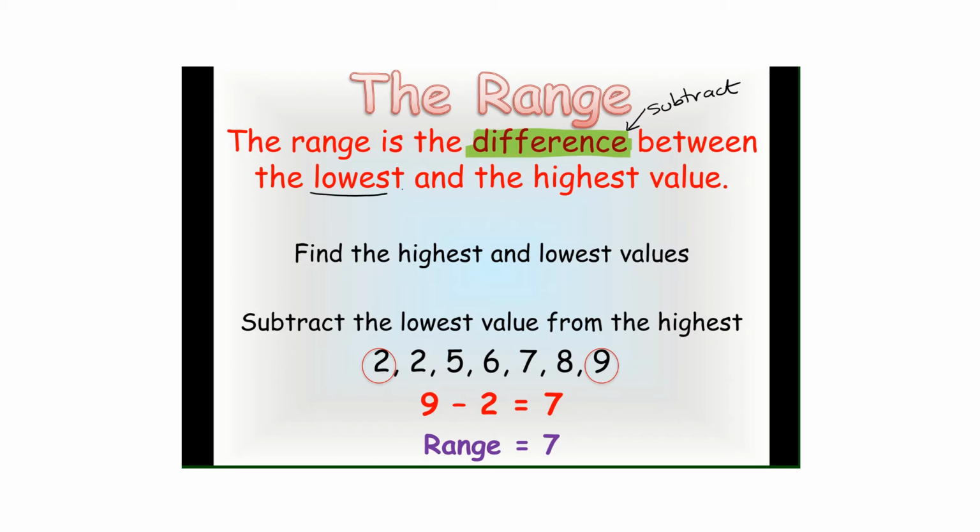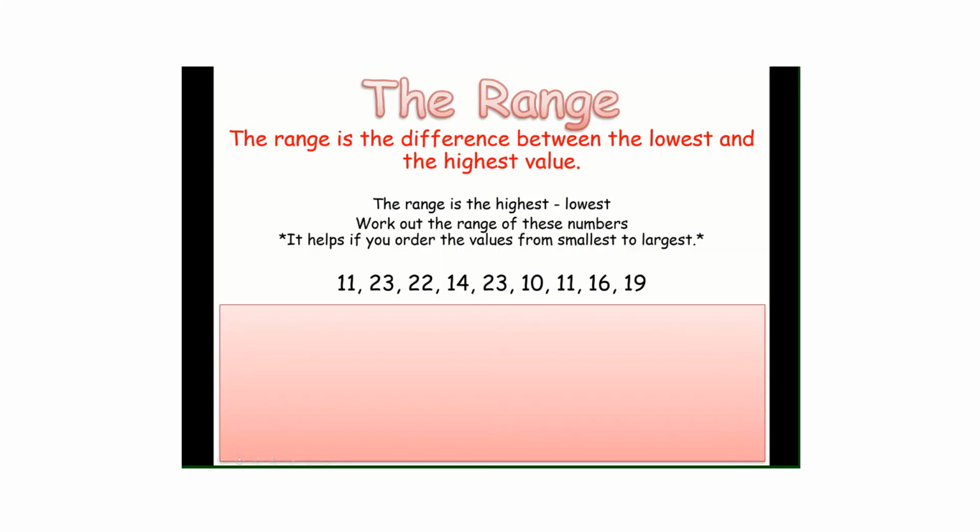Okay, and the important numbers for the range are the lowest and the highest. So you need to pick out the highest number, you need to pick out the lowest number, and then you do the highest number take away the lowest number. So if we look at the set of numbers that they've got on the screen here, the smallest number is 2 and the highest number is 9. So they have done the highest, which is 9, take away the smallest, which is 2, and 9 take away 2 is 7. And so the range, the answer is 7.